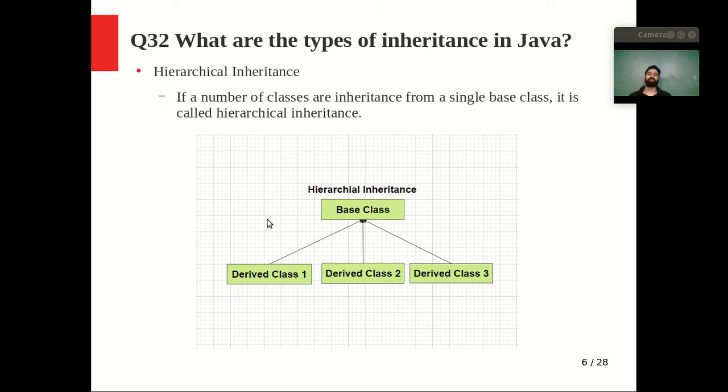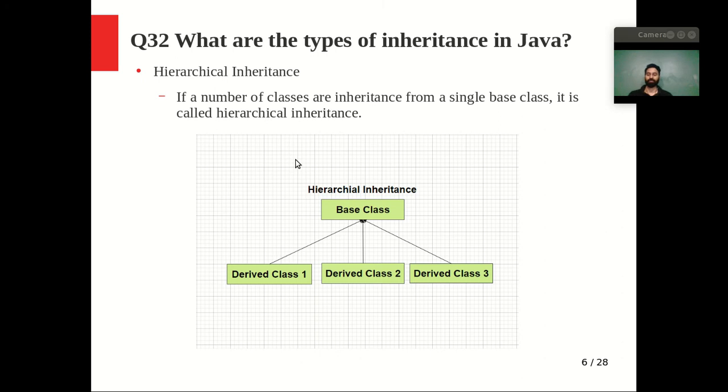So it is hierarchical inheritance. If a number of classes are inherited from a single base class, it is called hierarchical. Let's say that we have derived class 1, derived class 2, derived class 3. These are all three child classes, and all these three child classes are inherited from a single base class. So this type of scenario is called hierarchical inheritance. It is in a hierarchical manner, right?